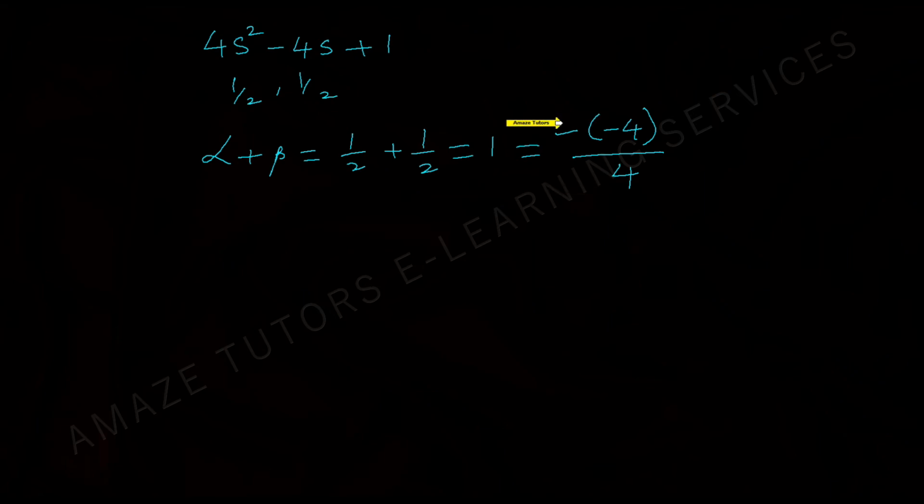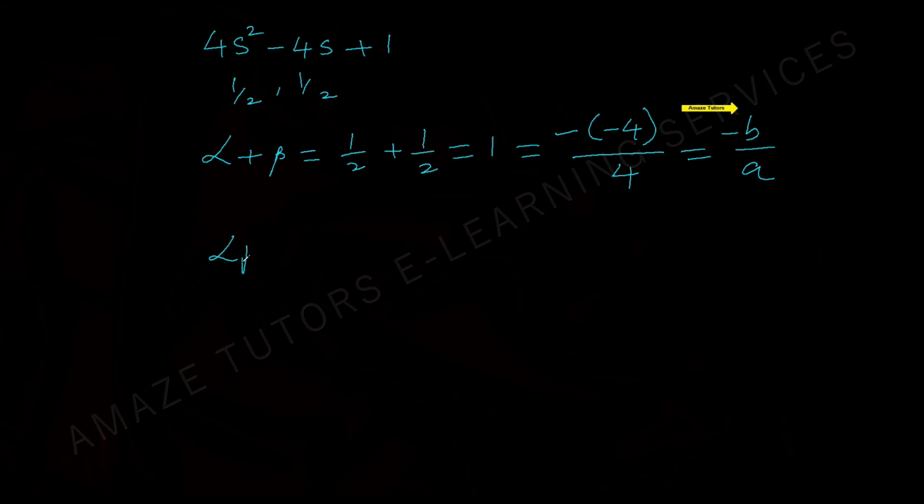Why am I writing this negative outside? So that I can verify the relationship which we know already, negative b by a. So this negative is written here. b is the coefficient of s. We got it already in the numerator. And 4, which is a, the coefficient of s squared. So we verified the first part.